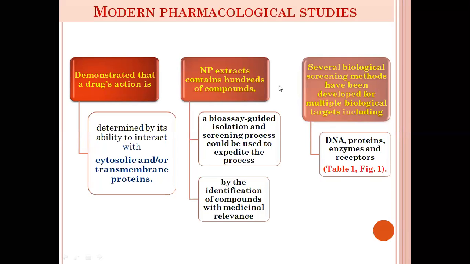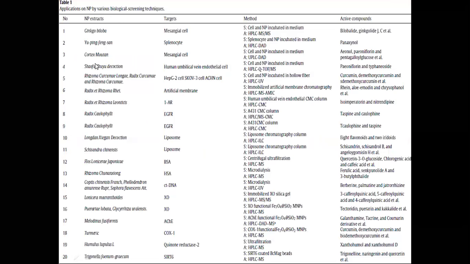You can see these are the extracts, Ginkgo biloba. There are many extracts, and cells: mesenchymal cells, splenocyte cells, human umbilical mammalian cells, artificial membrane, XO, you see, xanthine oxidase is the enzyme. This is acetylcholine esterase, the enzyme. COX-2 is the enzyme. And the methods which I am explaining one after the other are: cells with natural product extract incubated, with HPLC MS as the instrument used. Like this, there is the microdialysis technique, the liposome chromatography column, and ultrafiltration, one more technology.